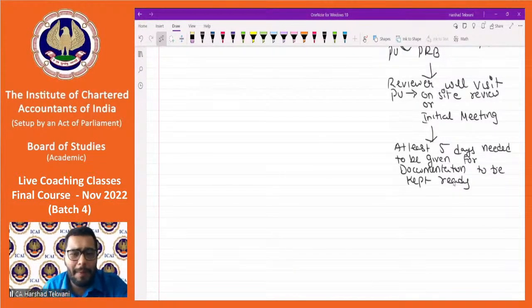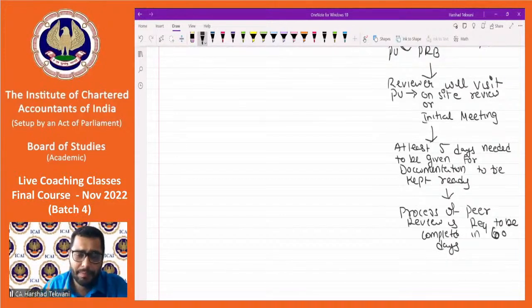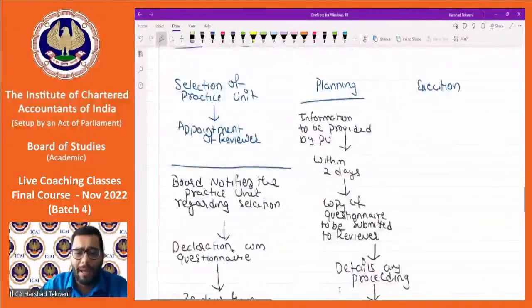These many dates we will be taking, and the reviewer and practice unit shall need to be mutually cooperative with each other to ensure that the whole process is completed within 60 days. So the process of peer review is required to be completed in 60 days. The whole process is required to be completed within 60 days from the notification of the selection of the practice unit and selection of its reviewer. Clear? That is something we are talking about in planning.